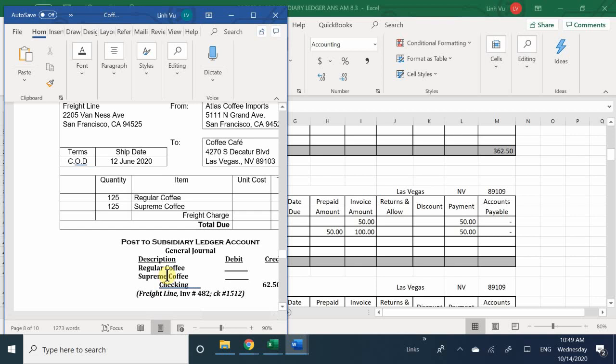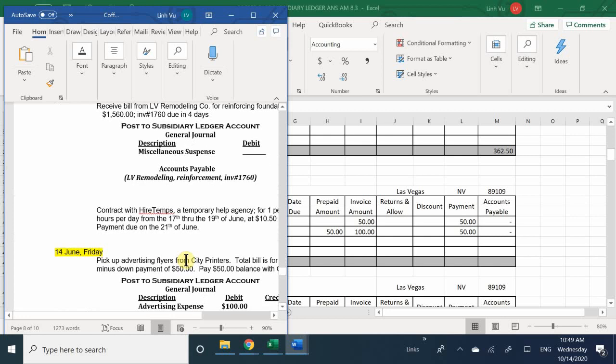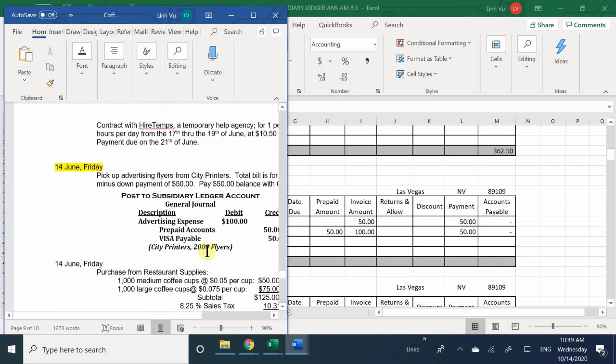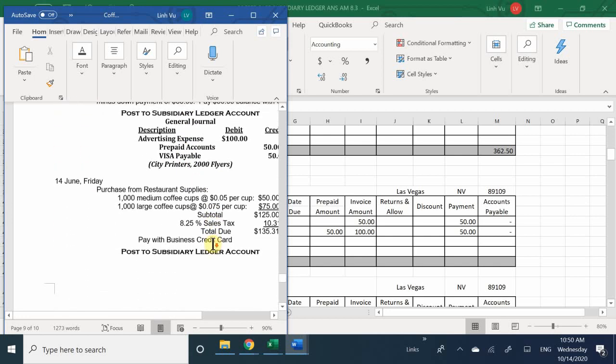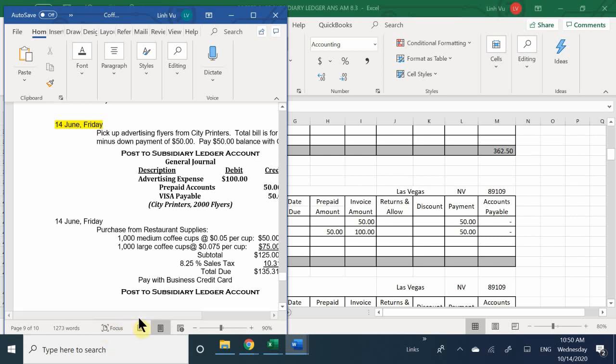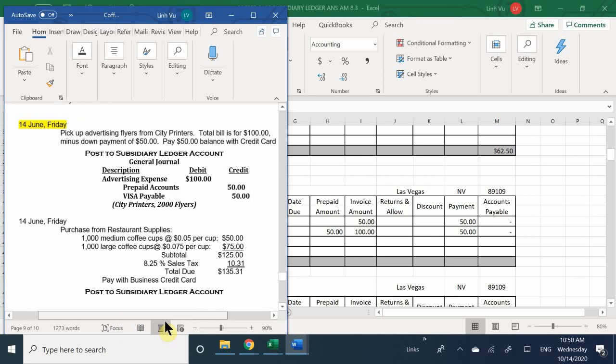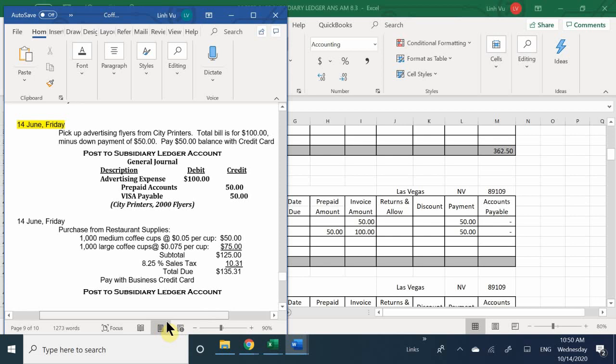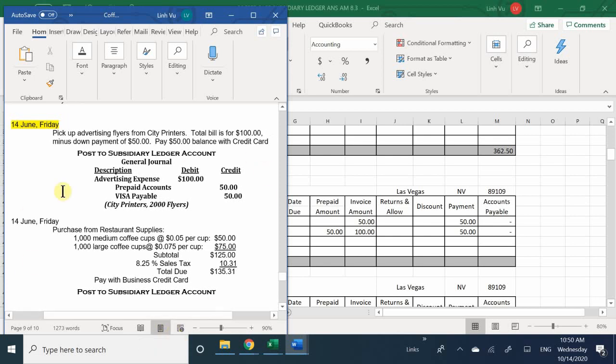So we can go ahead and move along. Now here we have a purchase from restaurant supplies. We purchased 1,000 medium cups and 1,000 large cups. Here they give you how much each cup is, giving you a grand total of $50 for the medium cups and $75 for the large cups.